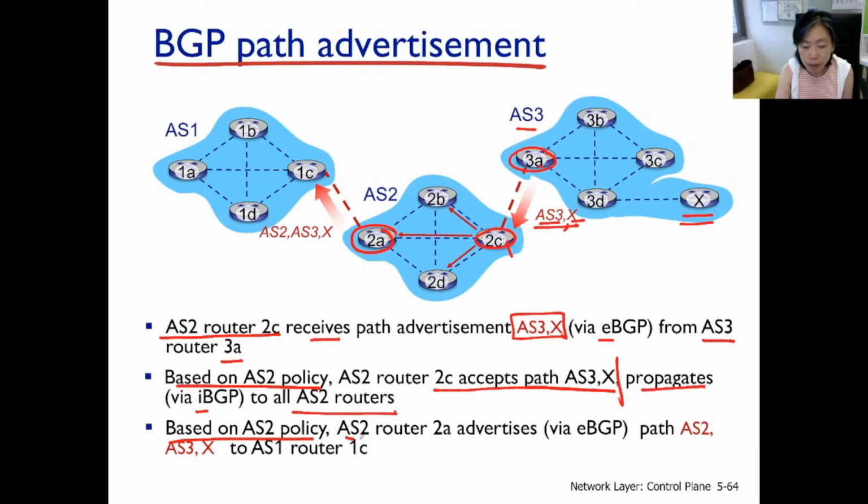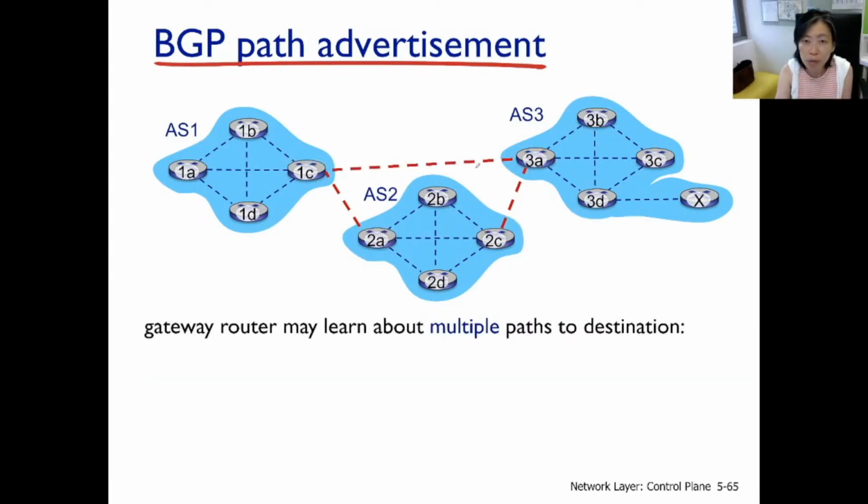Let's check. If 2A here is allowed to advertise the discovered path to AS1 here, okay, then we form the new advertisement AS2, AS3, and X, and then send it to 1C that belongs to AS1. Okay, so once again, before the prepended, extended AS path can be advertised further to the rest of the internet, we check the export policy. Right? Second example is a bit more realistic.